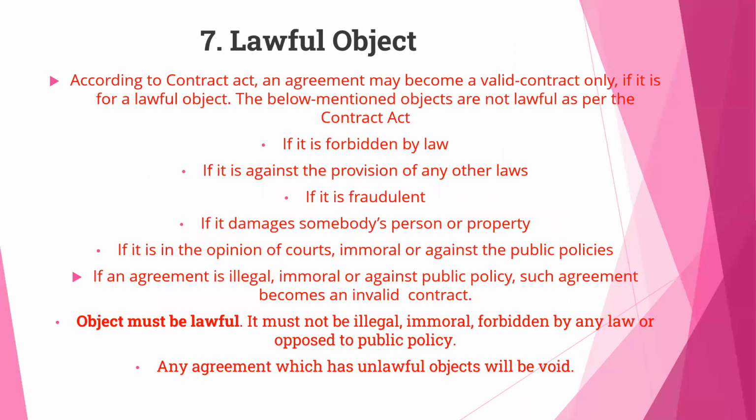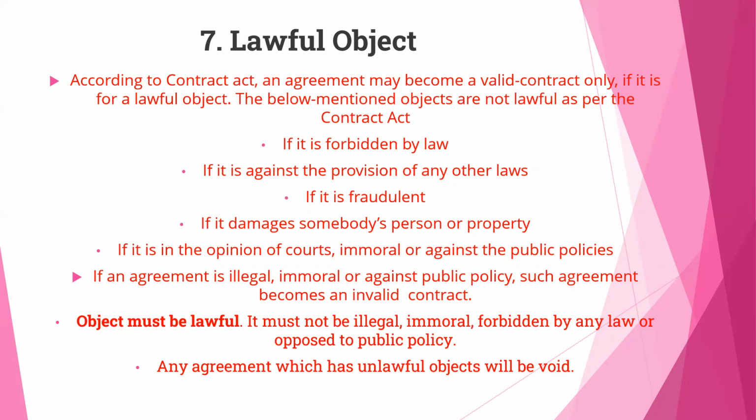Then the seventh one is lawful object. According to the Contract Act, an agreement may become a valid contract only if it is for a lawful object. The below mentioned objects are not lawful as per the Contract Act. The first one is if it is forbidden by law. The second one is if it is against the provisions of any other laws. Third, if it is fraudulent. Fourth, if it damages somebody's person or property. Then the fifth one is if it is, in the opinion of courts, immoral or against public policy.